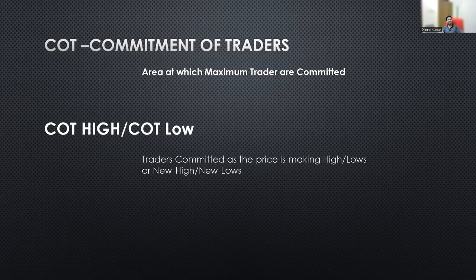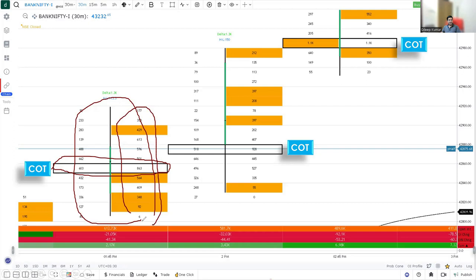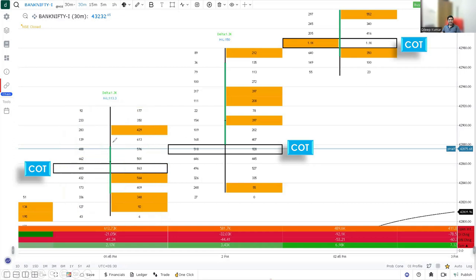As I said on the previous slide, COT is nothing but this. Look at this. What has happened here? There is a whole candle, and you have aggressive buying on the right side and aggressive selling on the left side, and you also have many delta imbalances. But let's not go into these delta imbalances for now. You can refer to my previous videos where I have posted a detailed discussion about these imbalances.